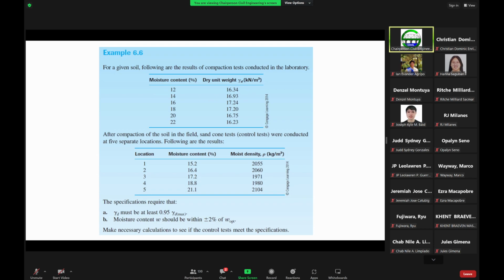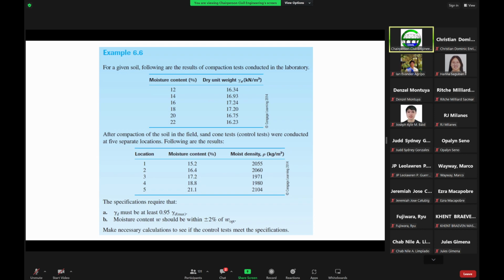So normally in construction, this is also the range we specify: that the moisture content in achieving the required compaction specifications should be within plus or minus 2% of the optimum moisture content derived in the lab. We also specify this in the geotechnical reports, in the earthwork specifications.